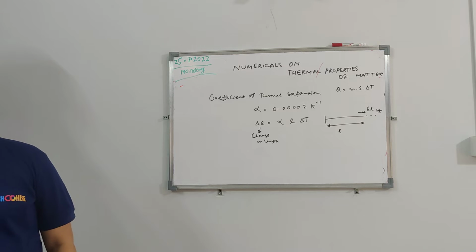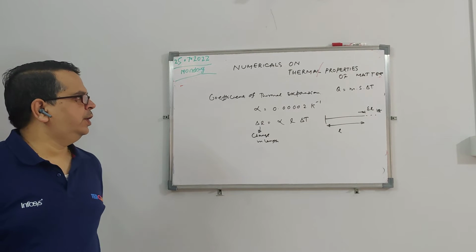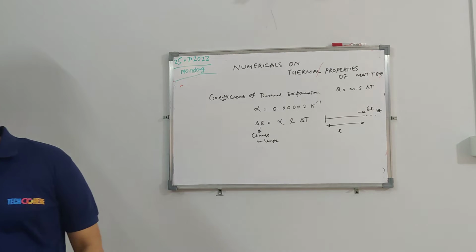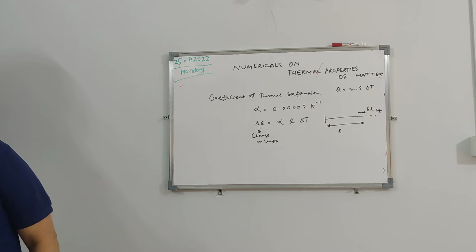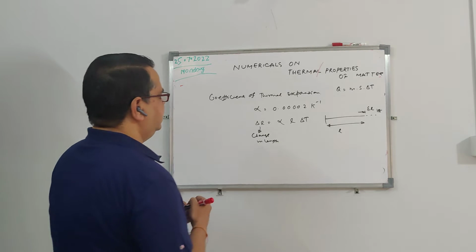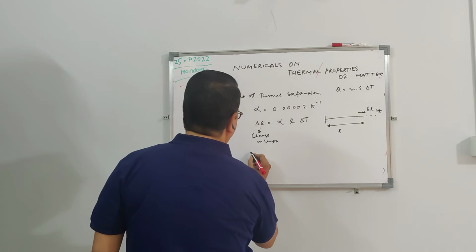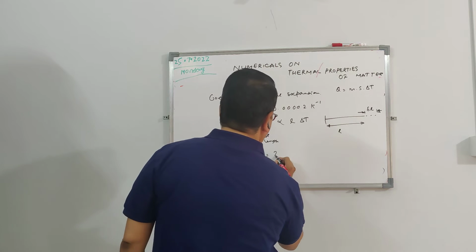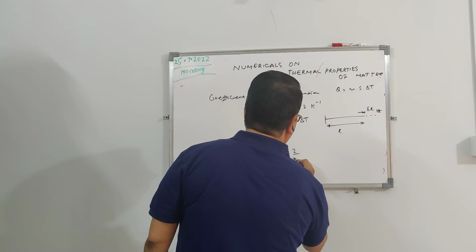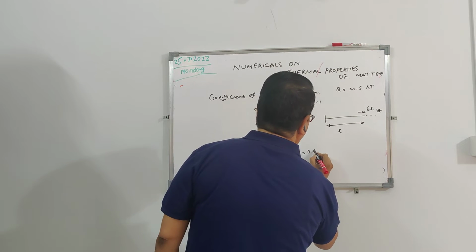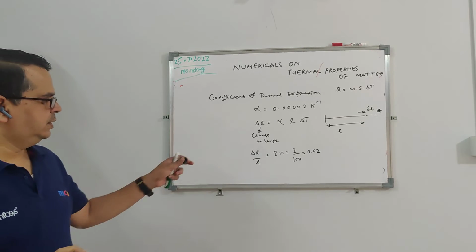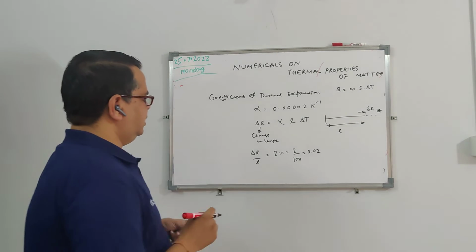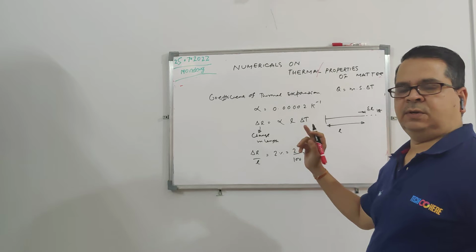Now, if coefficient of thermal expansion is 0.00002 Kelvin inverse, then the necessary increase in temperature of the metal rod in order to increase the length by 2%. That's what I was telling. So they are giving delta L by L is equal to 2%, which is equal to 2 by 100, which is equal to 0.02. So this they have given. Then they are asking what will be the maximum temperature rise.